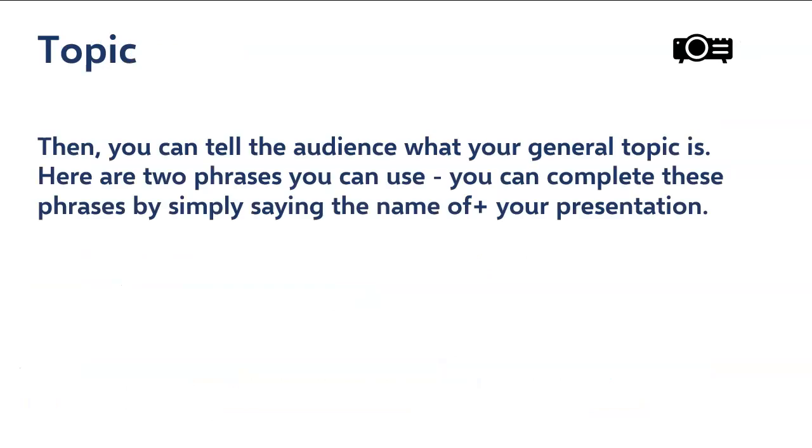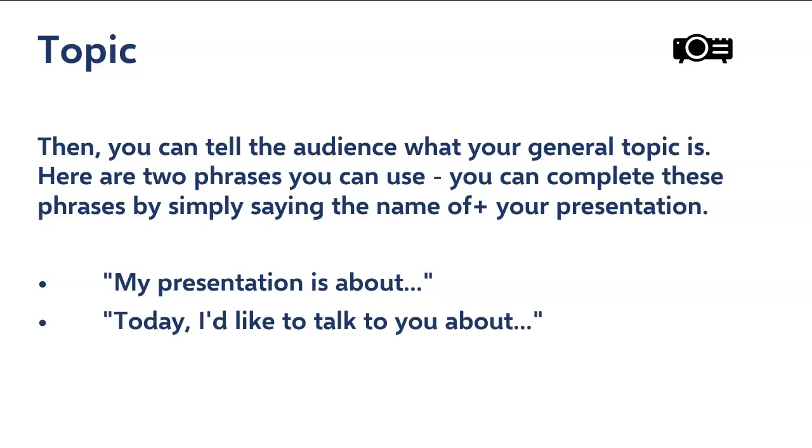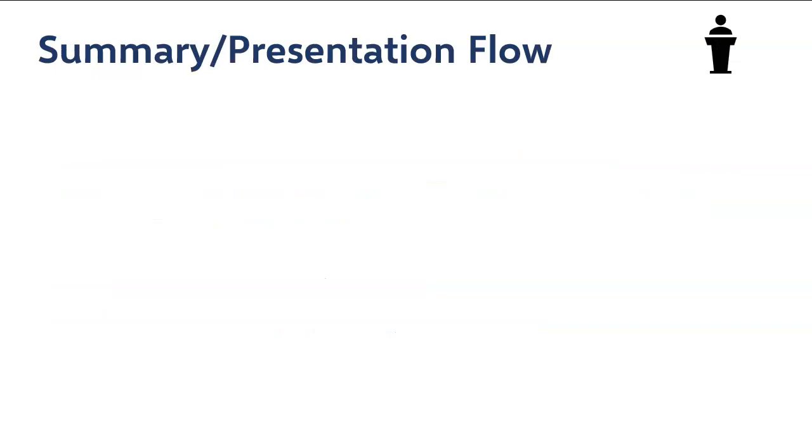Now here is where you're going to describe what your presentation is going to be all about. Now you can tell the audience what your general topic is. Here are 2 phrases you can use for this. My presentation is about, then you can complete the sentence with your topic. Or you can say, today I'd like to talk to you about, and go ahead and put the subject there. So these are the 2 phrases or sentences you can use to describe the topic of your presentation.